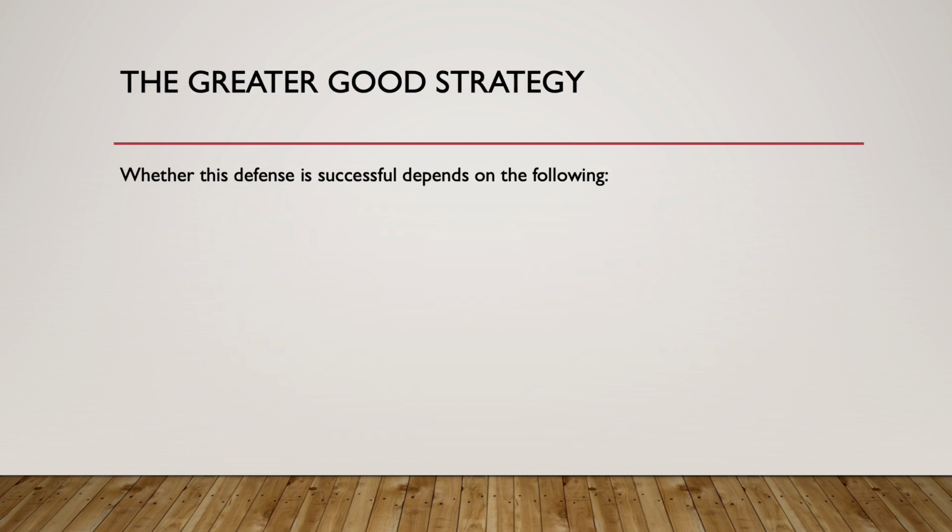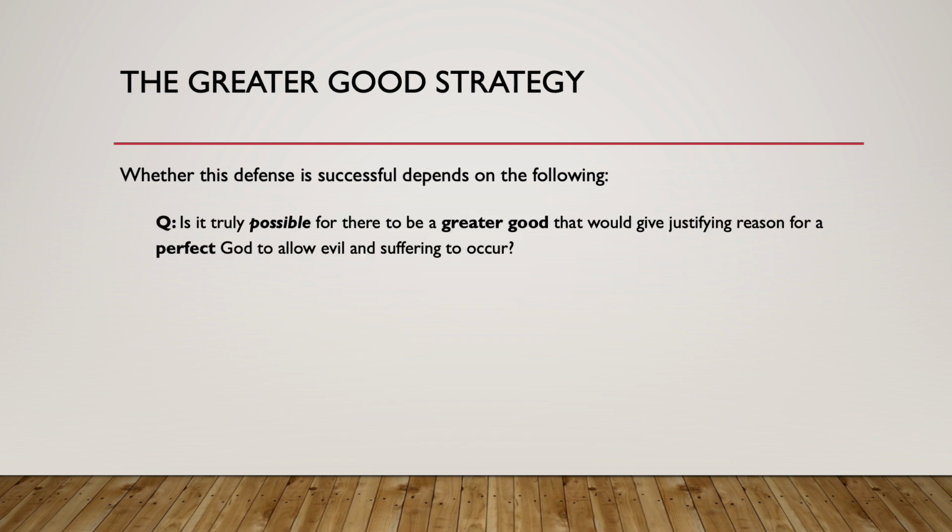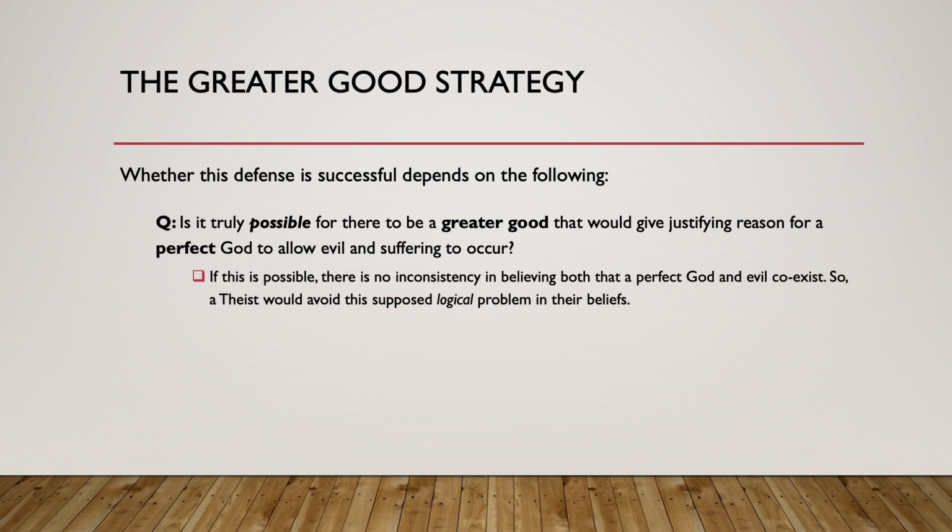All right, so whether this defense is successful depends upon the following. Is it truly possible for there to be a greater good that would give a justifying reason for a perfect God to allow evil and suffering to occur in a world? All right, now, this is actually harder. This possibility is a lot harder to show than you might think. So if you show that this is possible, then there's no inconsistency in believing both that a perfect God and evil coexist. And so a theist would avoid this supposed logical problem in their beliefs.